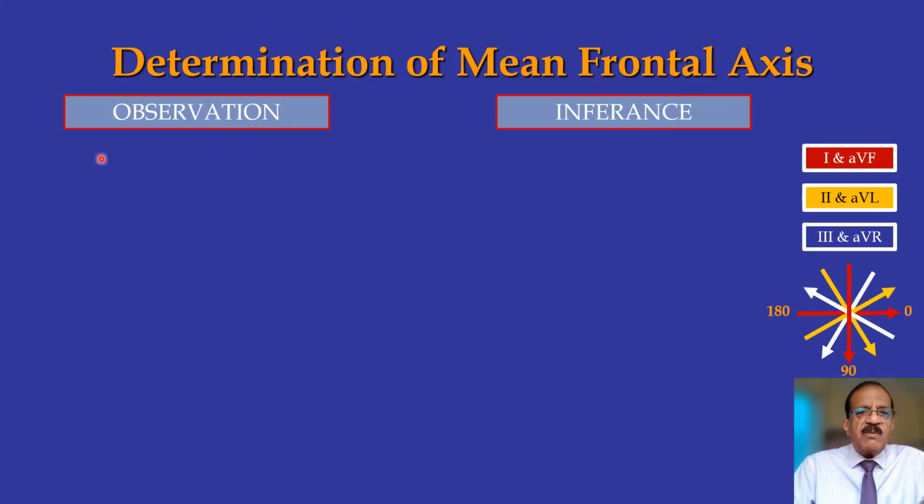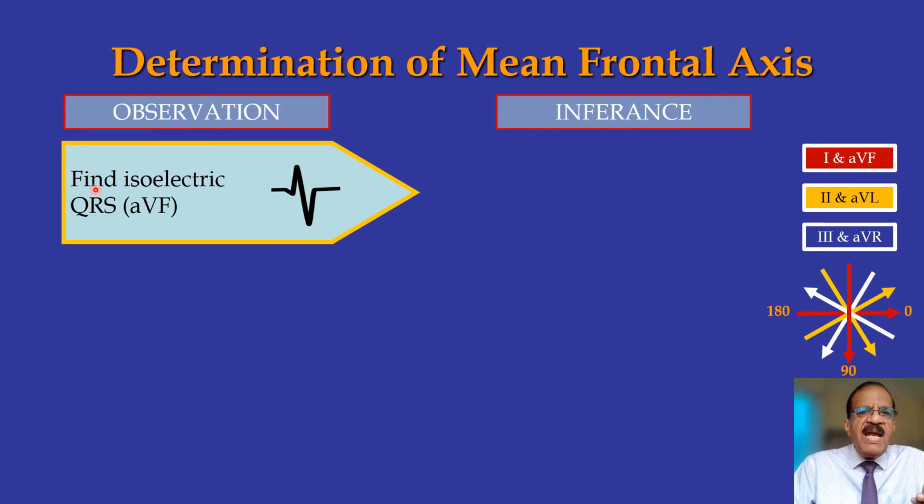Now the first observation: find isoelectric QRS. You scan limb leads. We have already discussed, and I'm going to repeat it: when we determine frontal cardiac axis, we will only consider limb leads. So scan all limb leads, 1, 2, 3, AVR, AVL, AVF, and see if you can find an ECG complex which is more or less like this one. Isoelectric means part of it is above, part of it is below the isoelectric line. It doesn't matter which part is above and which is below, as long as both are almost equal.